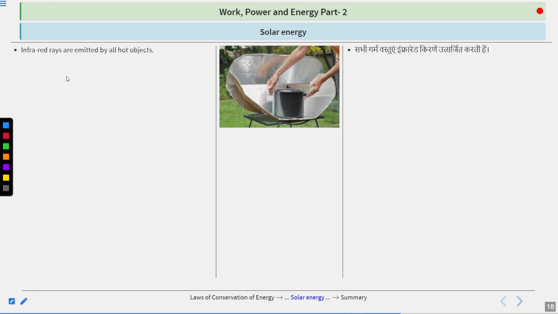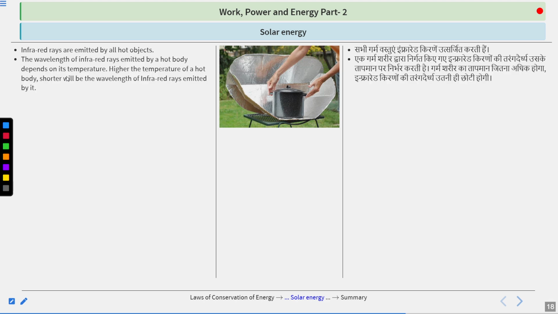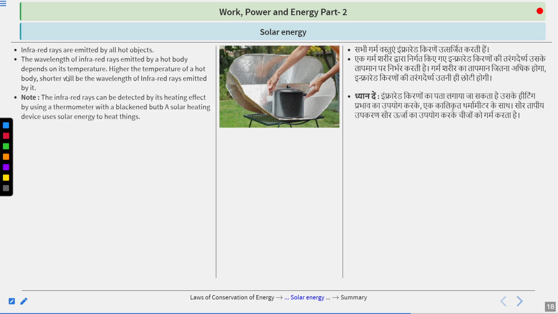Infrared rays are emitted by all hot objects. The wavelength of infrared rays emitted by a hot body depends on its temperature. The higher the temperature of a hot body, the shorter will be the wavelength of infrared emitted by it. There is a note: infrared rays could be detected by their heating effect, using a thermometer with a blackened bulb. A solar heating device uses solar energy to heat things.